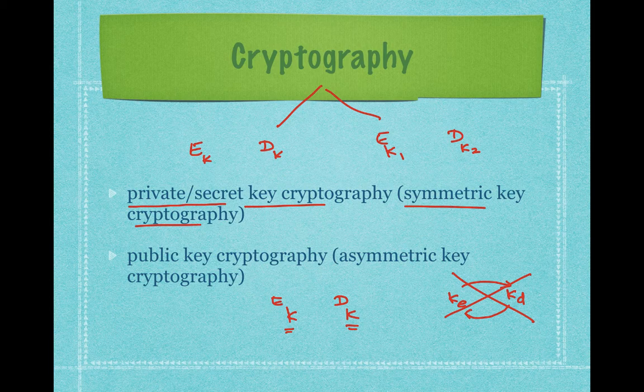So the idea in public key cryptography is for encryption you use one key, for decryption you use a totally different key, and hence it is called asymmetric key cryptography.